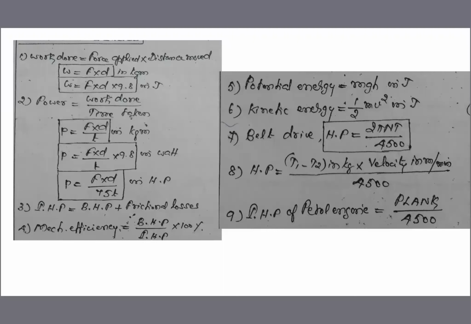The petrol engine calculation formula is PLAN/K divided by 4500, where P is mean effective pressure, L is length of stroke, A is area of cross section of piston or bore, N is speed in RPM, K is a constant value.